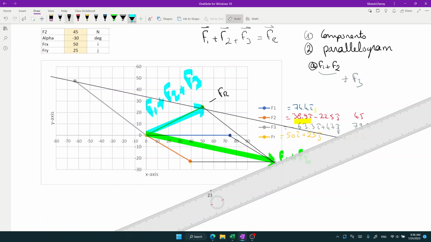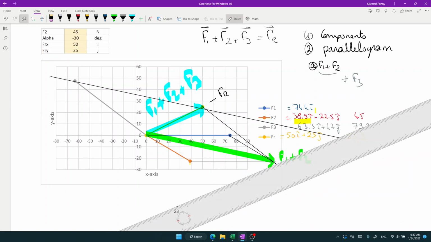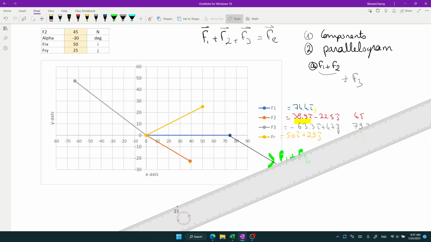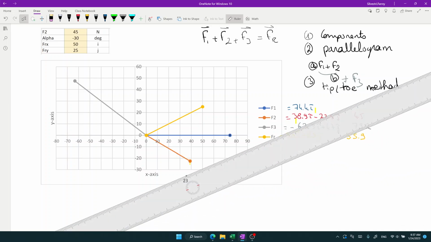Okay, and a third method, so you don't need to do all the methods, you do one of them. Let me clean that and do the third method. That is a little bit similar to the parallelogram method. That's the tiptoe method. So that was little b, we did plus f3. Tiptoe method. Okay, it's just like the steps, how we add the vector is different.